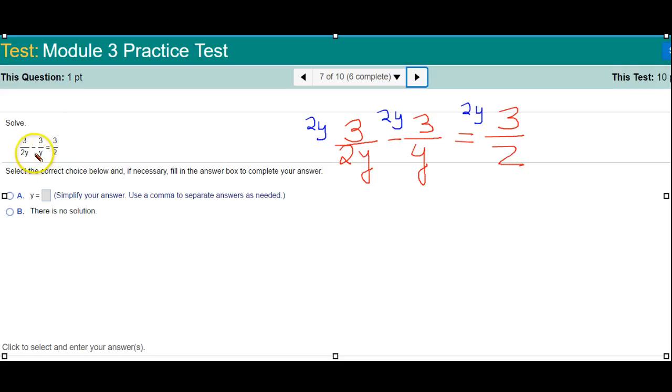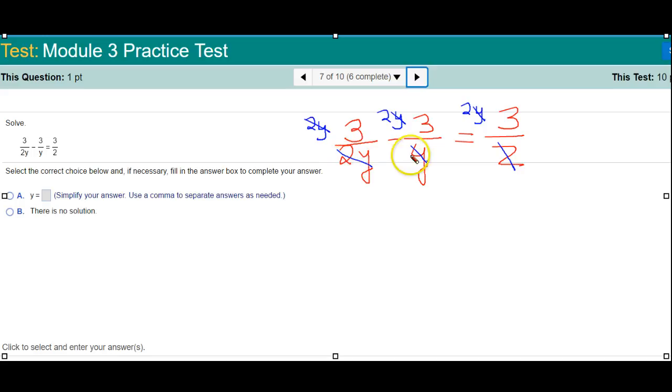Now, we had said back in Module 1, anytime we have fractions, we need to multiply each term, and there are 3 terms in red here, by the lowest common denominator, which happens to be 2y. So I'm going to multiply in blue each term by 2y. So here, these cancel out. Here the y cancels out. And here the 2 cancels out.